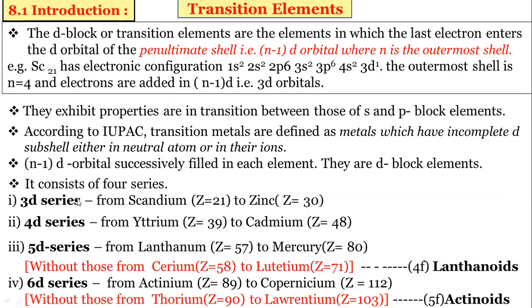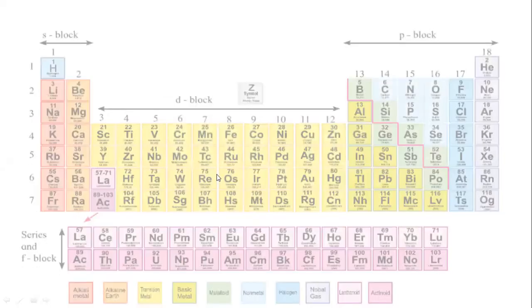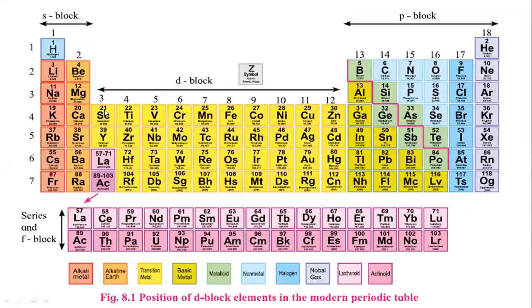So the 3d series, just I explained. In case of transition elements, there are 4 series. First series is the 3d series, which starts from scandium to zinc. See, this is the 3d series, which starts from scandium, atomic number 21, and ends at atomic number 30, that is zinc. This is the 3d series because electron enters in 3d.